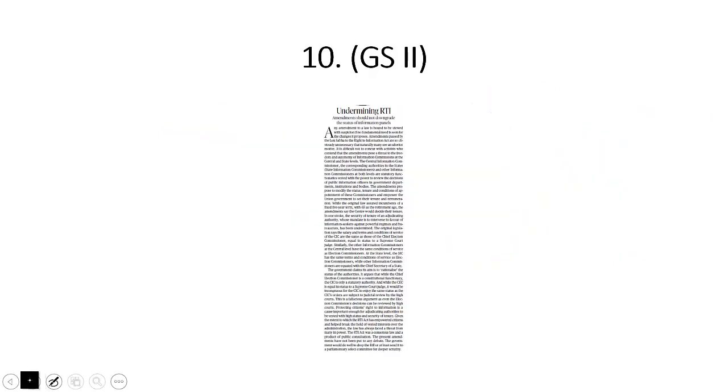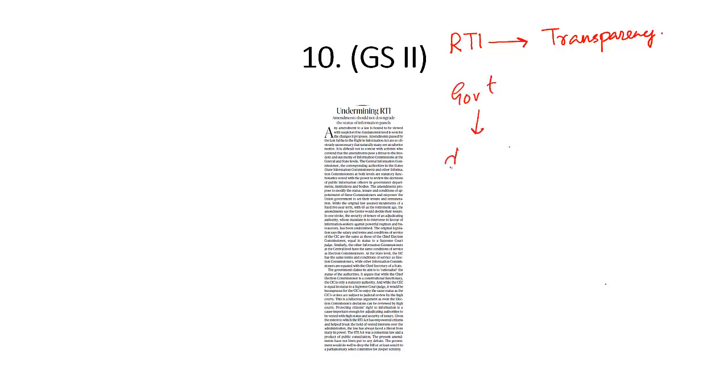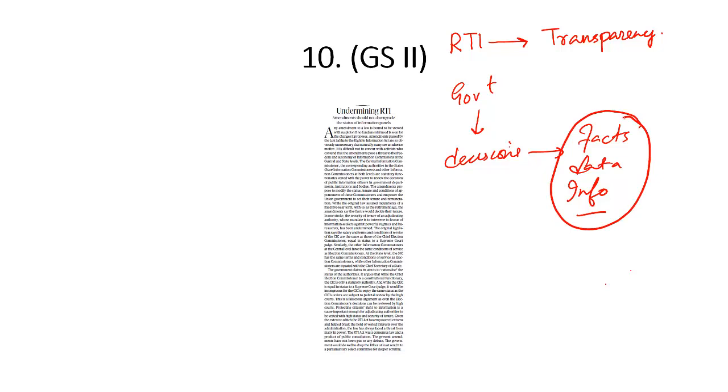There is another important editorial, Undermining RTI. Now if we look at RTI, RTI is one of the principal tools of transparency in this country. What is transparency? Whatever is inside, if it is visible outside, that means we are talking about a transparent system. But so far as government is concerned, how can we define transparency? The government takes lots of decisions, and these decisions are taken on the basis of some facts, some data, some information. If this is known to us, then we can understand whether these decisions taken by the government are right or wrong. Access to this fact or data or information is very crucial to understand transparent working of the government.